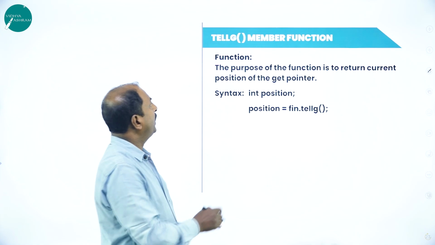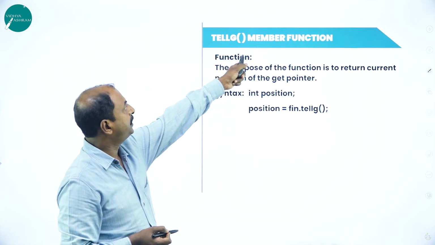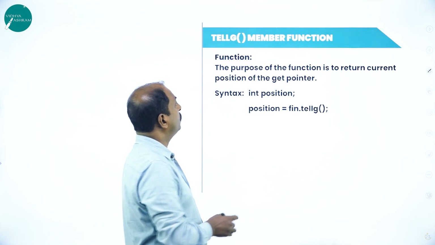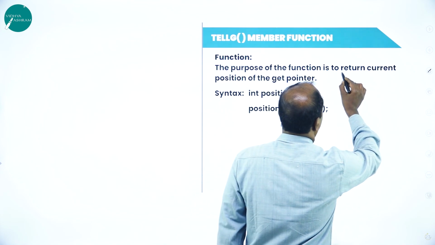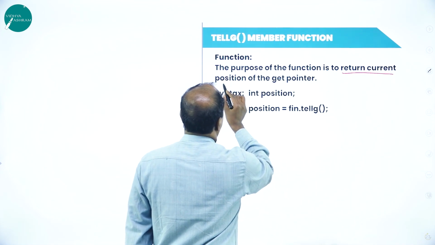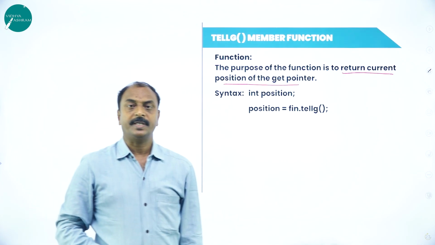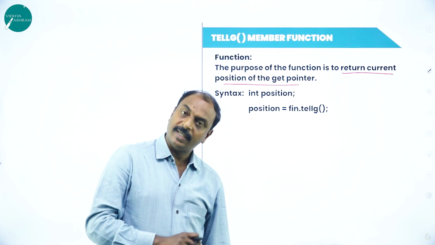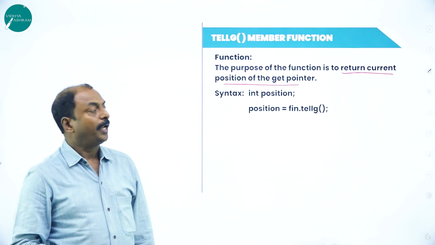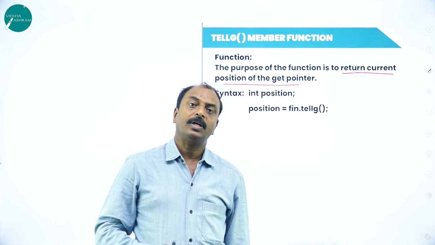Next one is the tellg member function. The purpose of the function is to return the current position of the get pointer. So here we know what the get pointer is. We have used seekg, and in the seekg function, it moves the pointer to the specified location.